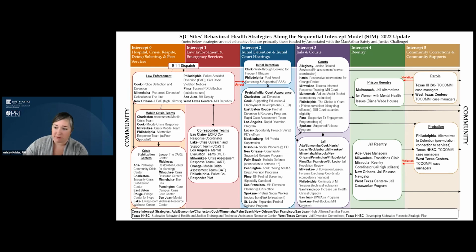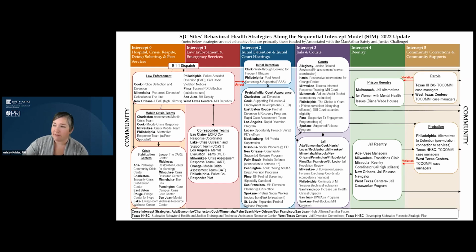So this has been used for site connection. If there's a site that's doing something that you're interested in hearing more about, peer-to-peer sharing. And the last time we had updated it was back in 2019. So this was just updated last month, and we will attach it to the email again with the recording going out after today. So you can see across the 6 intercepts where sites' SJC strategies lie.